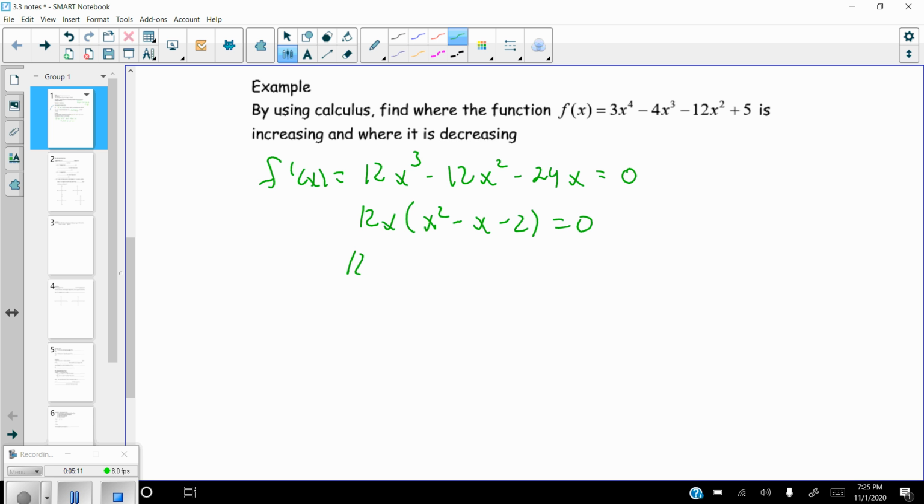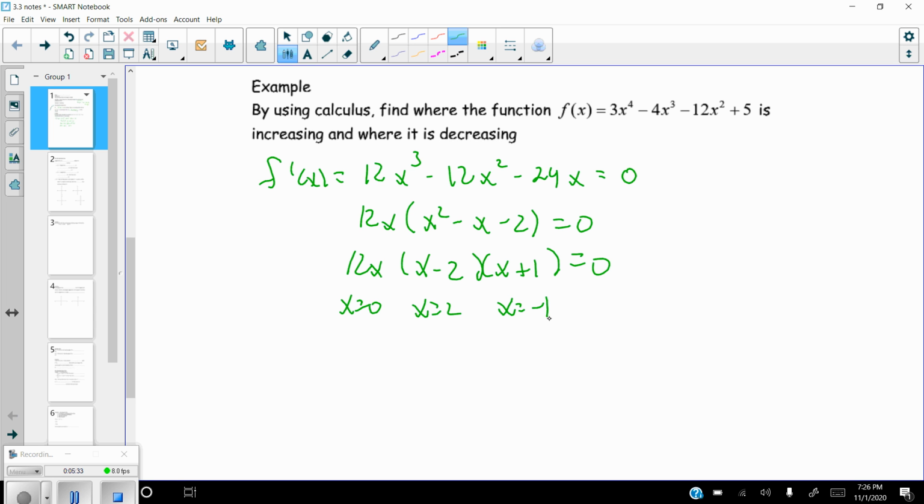So we're going to get 12x times the factors of x squared minus x minus 2. Looks like that's going to be x minus 2 times x plus 1. So the x values where the slope is 0 are going to be x equals 0 from the outside factor, x equals 2 from the middle factor, and x equals negative 1.